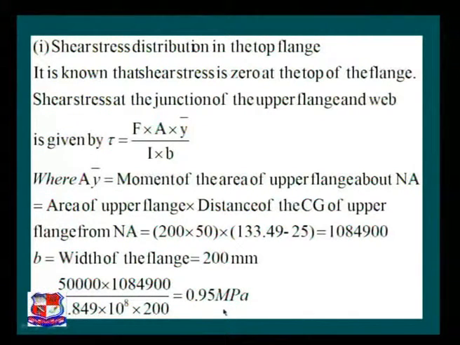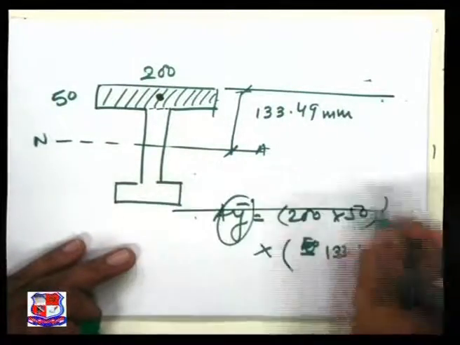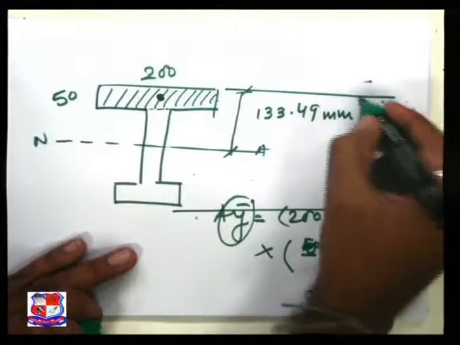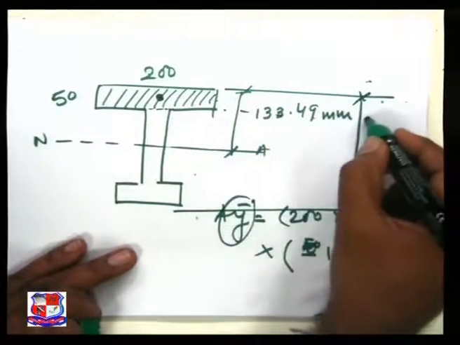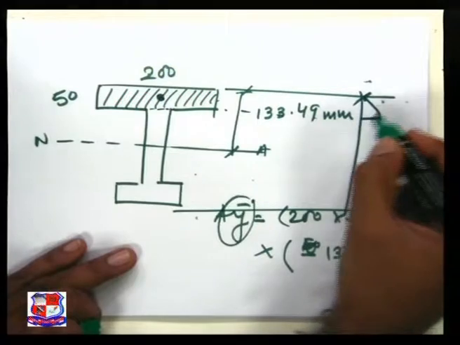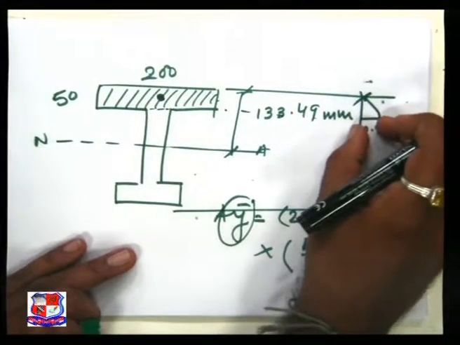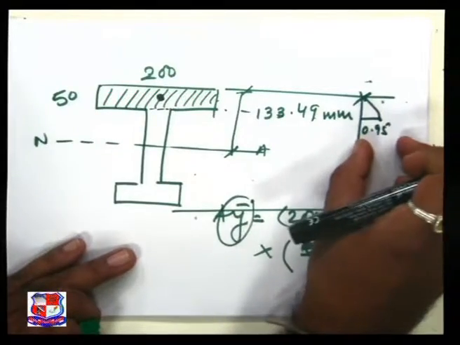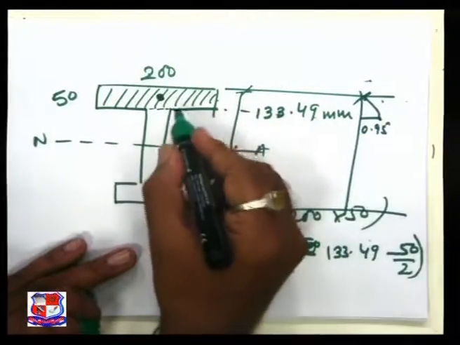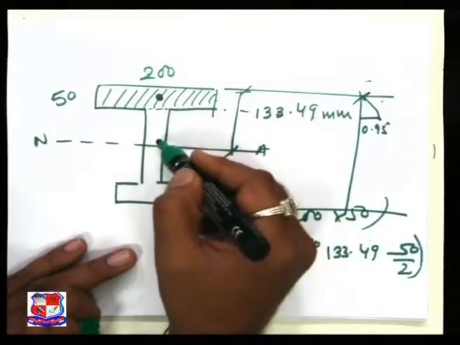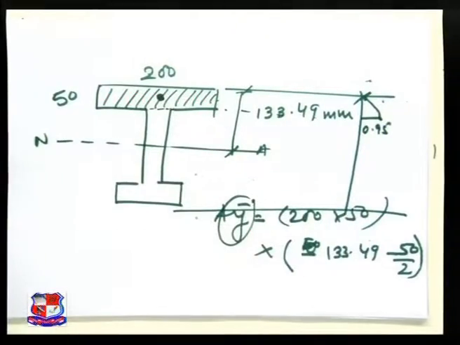So this value is shown over here on this figure. This is 0 over here, this is the variation, and this variation is parabolic up to 0.95. This value is 0.95. This is the variation of shear stress at a section, specifically at the junction between the flange and the web. Now the next point.